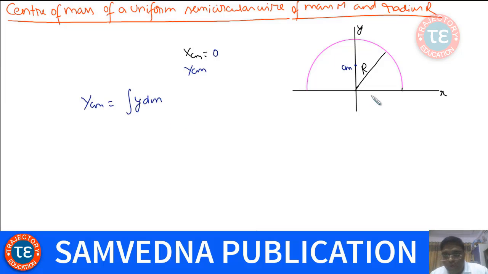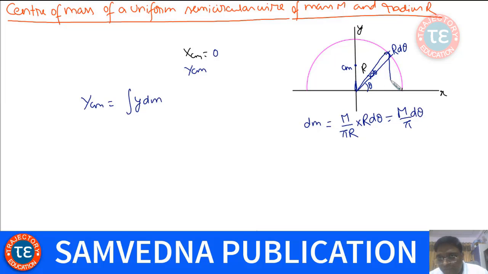So what I can do is take an element of this ring. Suppose I take this element at an angle of theta, and this is d theta. So this element has width r d theta. So what would be dm? dm would be m upon pi r, since pi r is the circumference of the semi ring, into r d theta. So this is m upon pi d theta.